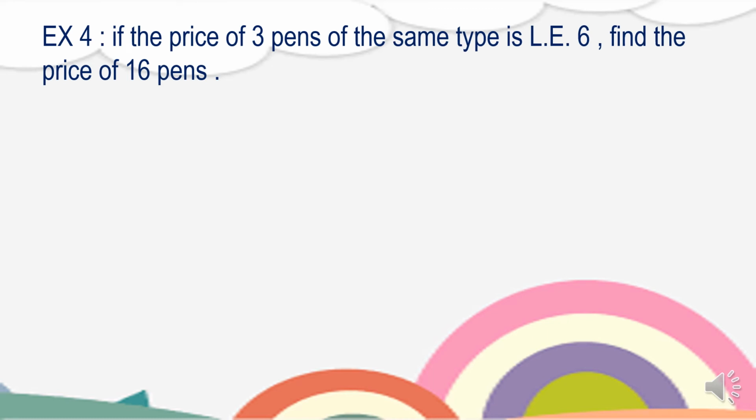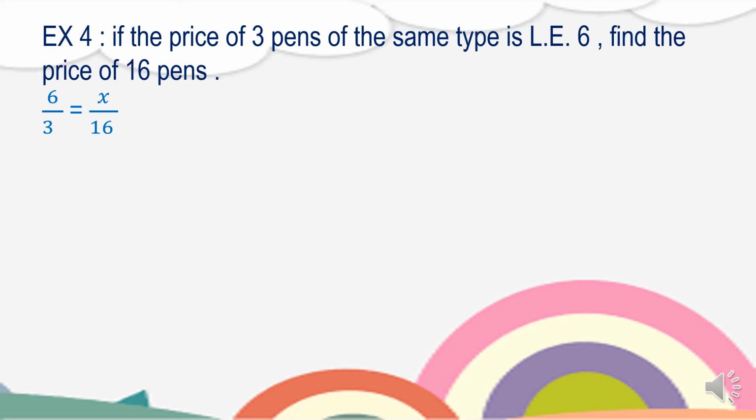Exercise 4. If the price of 3 pens of the same type is 6 LE, find the price of 16 pens. Now we can make our proportion. I paid 6 LE when I bought 3 pens, right? I need to know what I paid to get 16 pens.